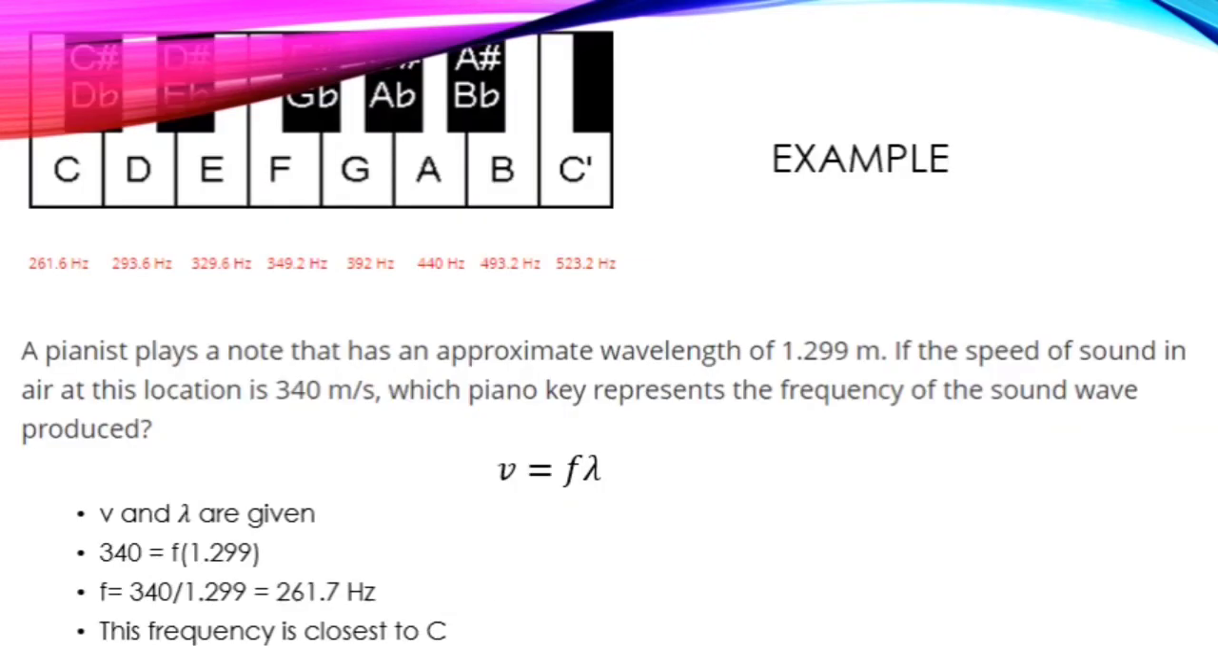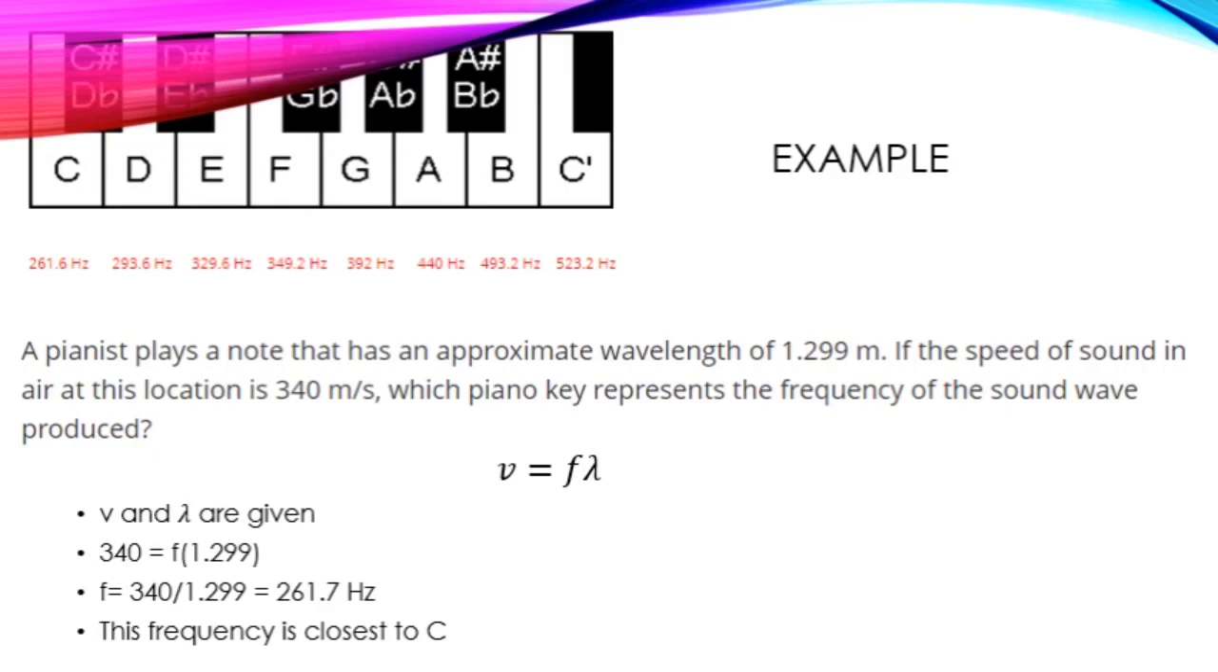All right, here's our first example. A pianist plays a note that has an approximate wavelength of 1.299. Now remember, sound is a wave, so the V equals F lambda is going to apply to this. So wavelength, lambda, is 1.299. If the speed of sound in air at this location is 340 meters per second, which piano key represents the frequency of the sound wave produced?